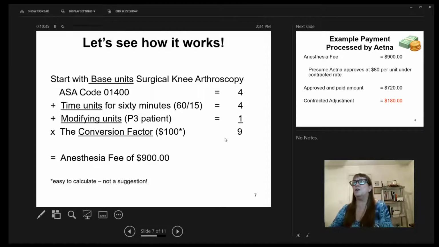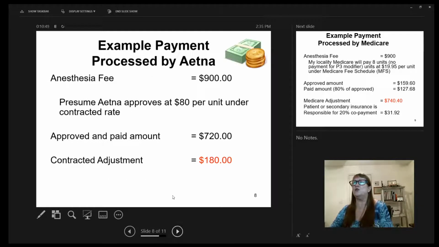But now hopefully you understand how this all works. So we have a nice round figure of $900 for our bill. Now let's see how an insurance company would process that. And again, these are examples. These are not real life at all. This is just so you understand how it works.